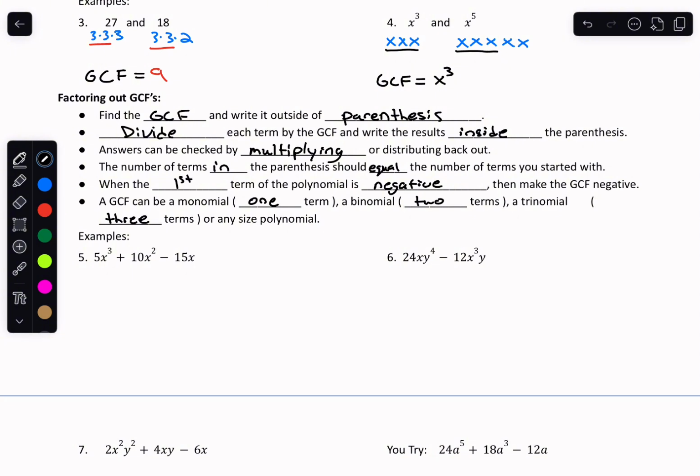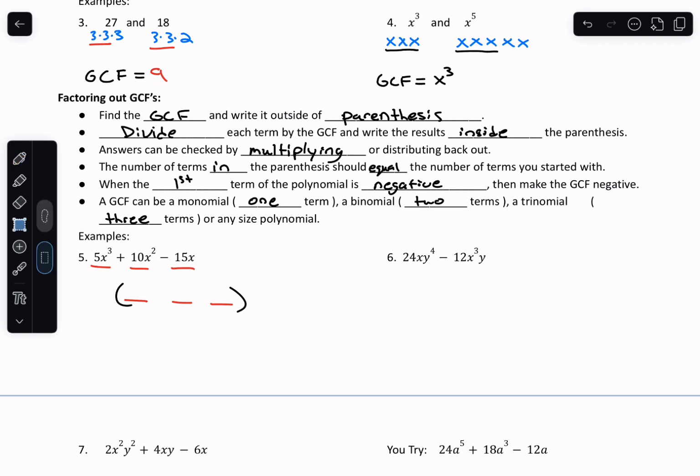Number 5 here, we have 5x cubed plus 10x squared minus 15x. What I always do is start by writing my parentheses, where inside I know that I need to have 3 blank spots because there were 3 original parts to our polynomial. So the number of terms in my answer is always going to line up with how many terms we started with. Now I need to find out what the GCF is.